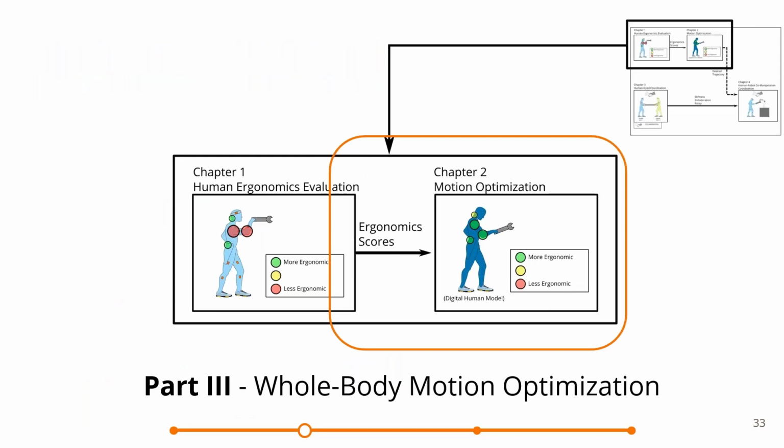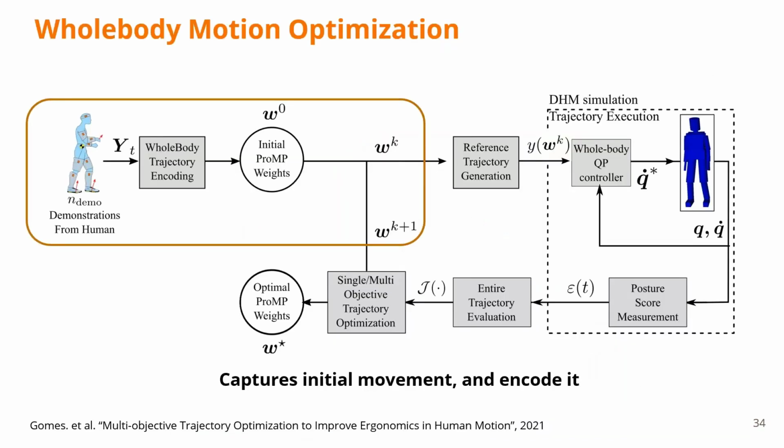Now that we're able to automatically evaluate kinematics and dynamics aspects of the whole body motion, we can use these tools to propose methods to generate optimal whole body motions. In our proposed methods, first, we capture the initial movement from a human demonstrator, and we encode the whole body movement into a single vector W.